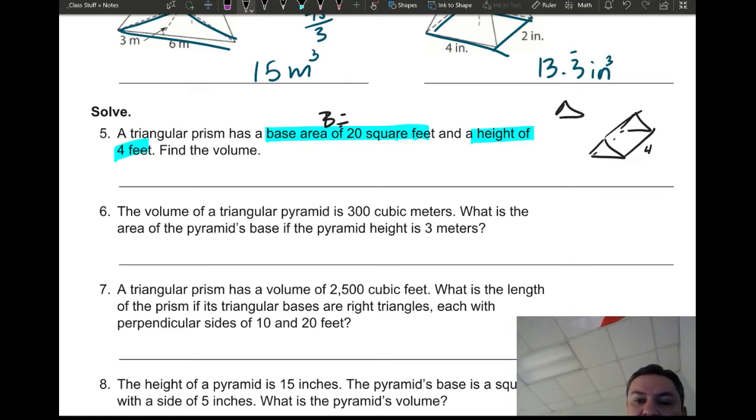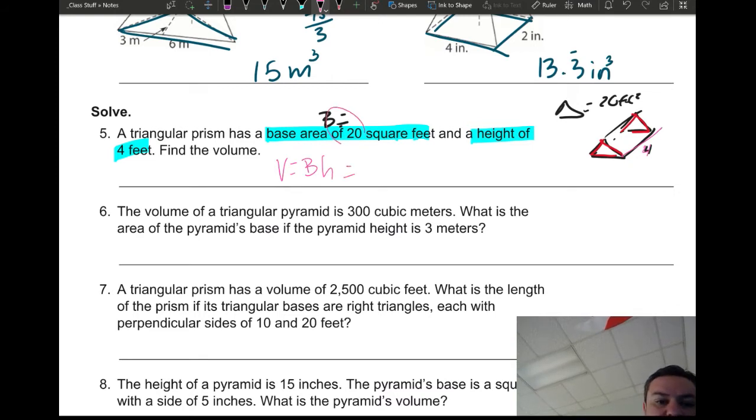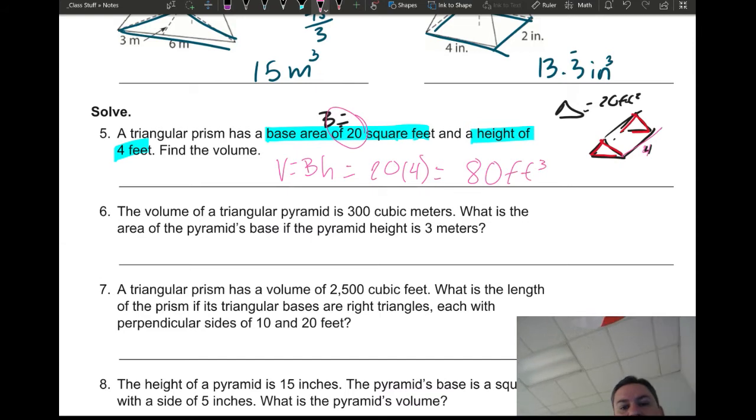So the triangle is already 20 square feet. The height of the prism is the distance between the two bases, which is 4. All you've got to do to find the volume, V equals big B H, that's 20 times 4, which is 80 feet cubed. That's it. If they give you the area of the base, you don't need to find it because it's already given to you. They already gave you the big B, uppercase B.